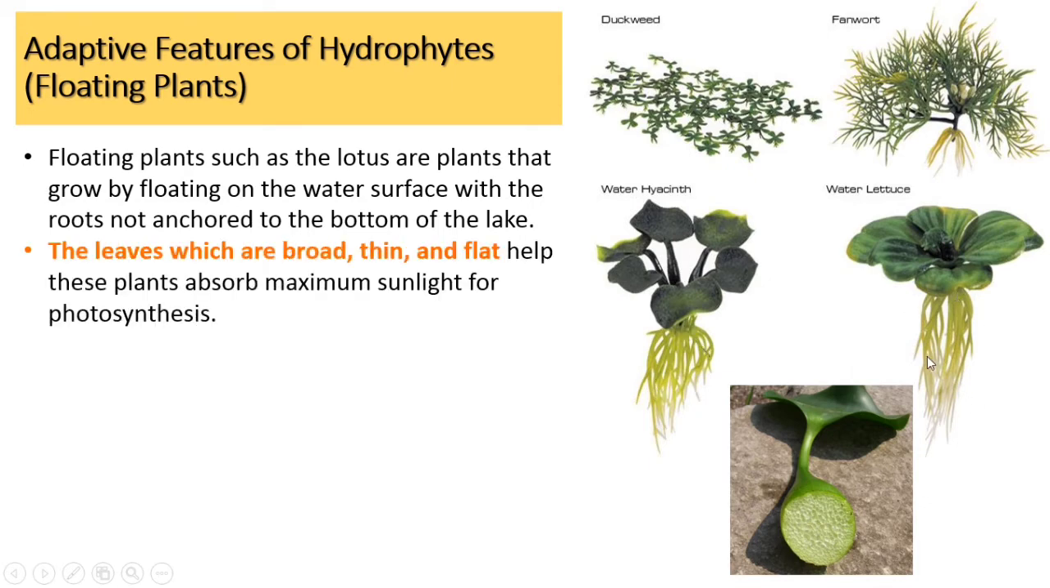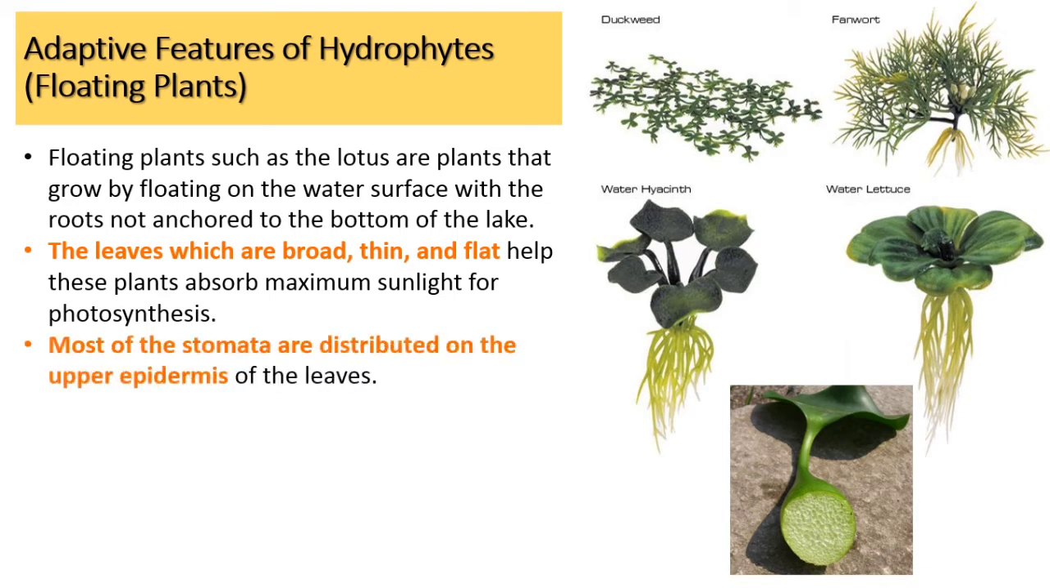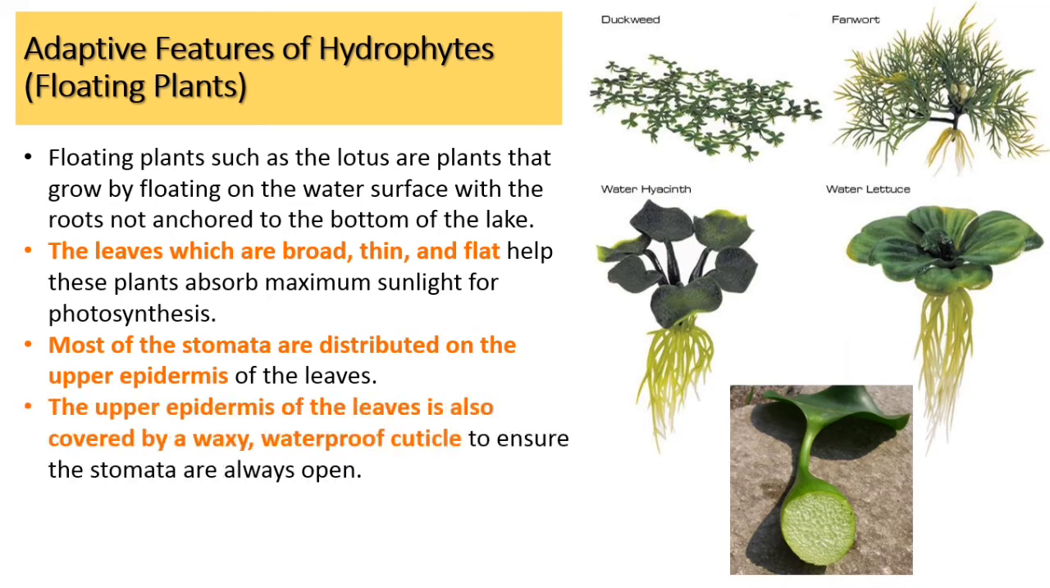The leaves, which are broad, thin and flat, help this plant absorb maximum light for photosynthesis. You can see the structure of the leaf is broad, thin and flat. Most of the stomata are distributed on the upper epidermis of the leaf, not on the lower epidermis. The upper epidermis of the leaves is also covered by a waxy waterproof cuticle to ensure the stomata are always open.